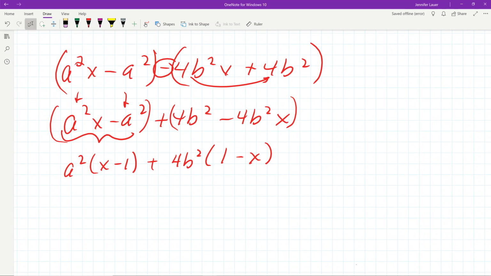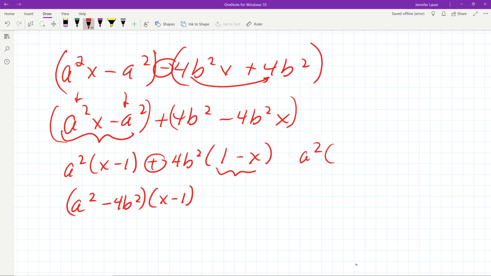Now, the only problem that I have to deal with here is I do have to end up switching it anyway because I need them to look alike. So I'm going to have a squared minus 4b squared, and this is x minus 1. So that's really what it factors down to. So if you're wondering how I did that, I changed this to negative. So when I change that to negative, it changes the sign here. You see? And so now we could really rewrite this like this.